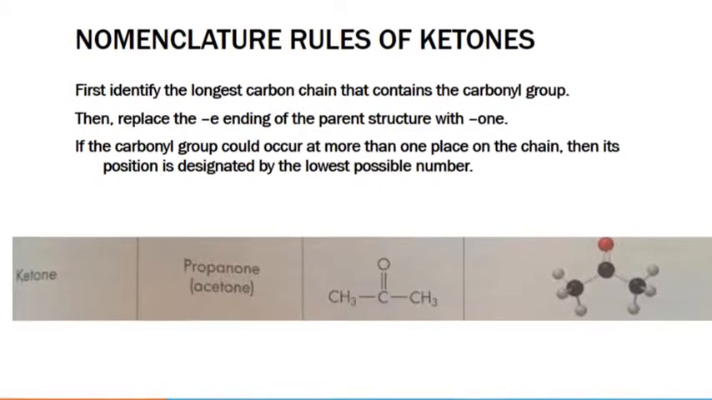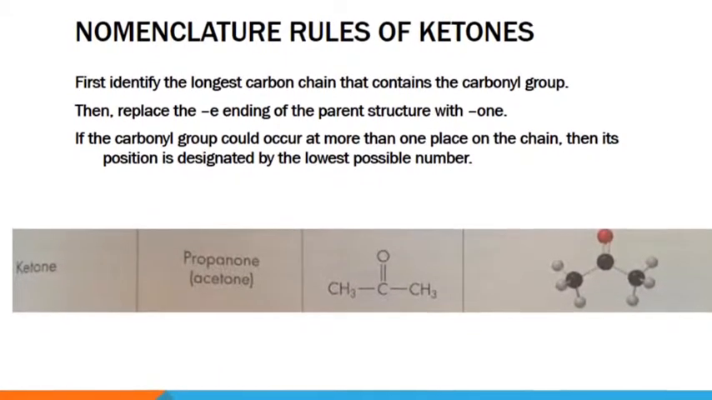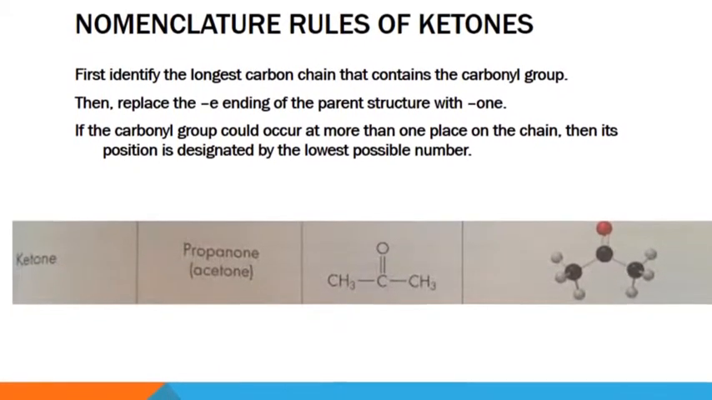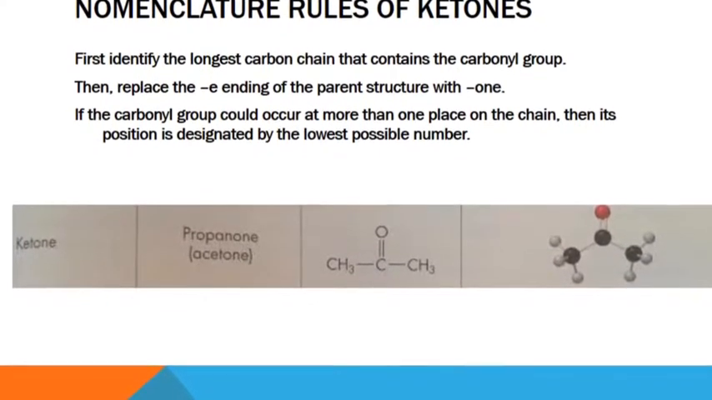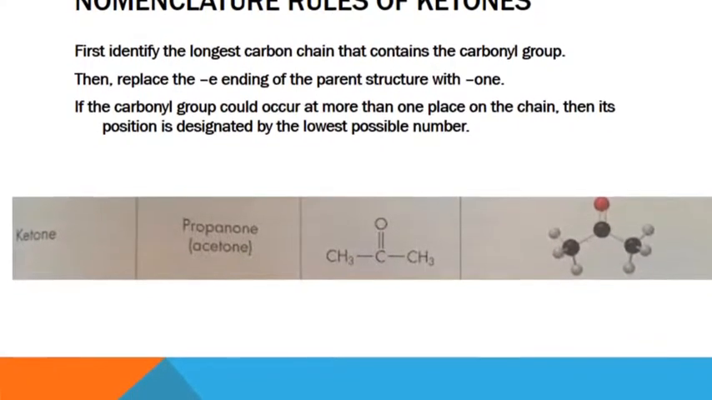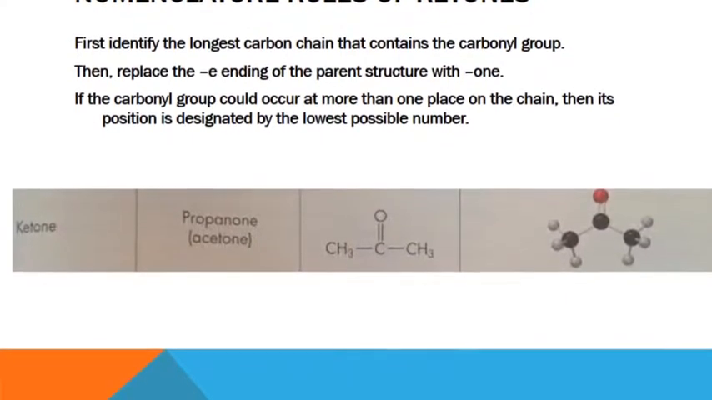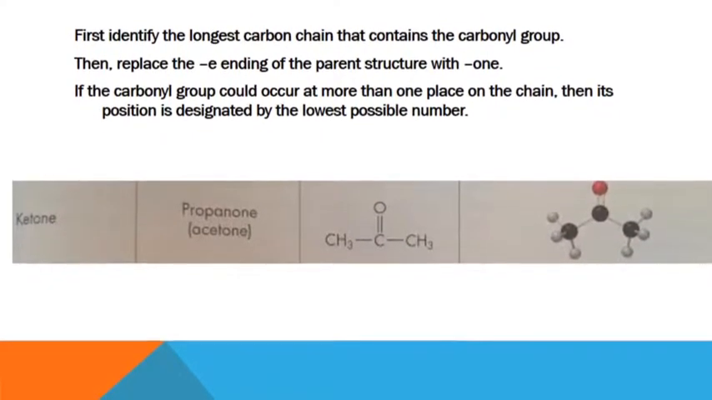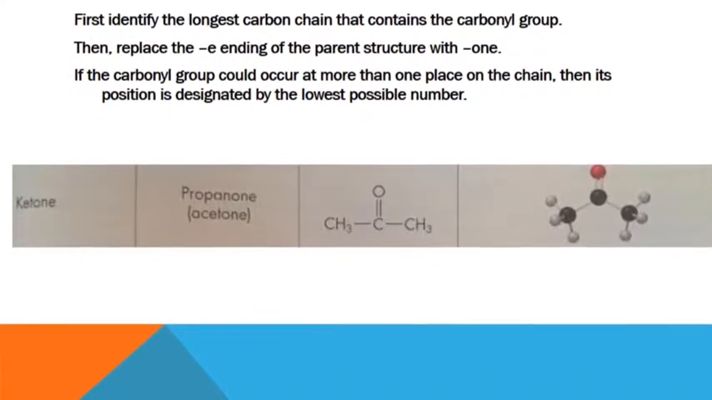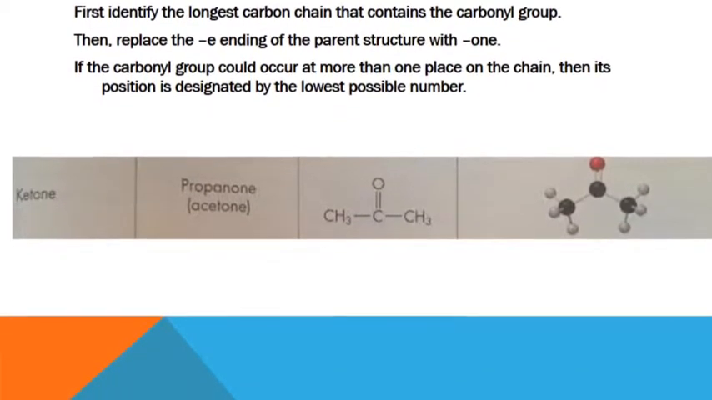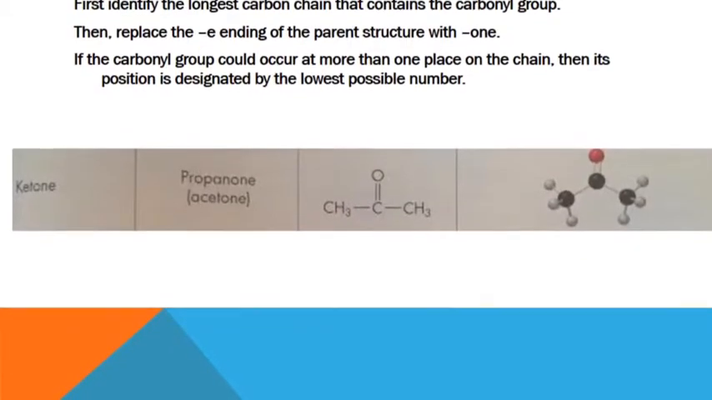Here are the nomenclature rules of ketones. You have to first identify the longest carbon chain that contains the carbonyl group. Then you replace the E ending of the parent structure with O-N-E. If the carbonyl group could occur at more than one place on the chain, then its position is designated by the lowest possible number. The example shown is acetone.